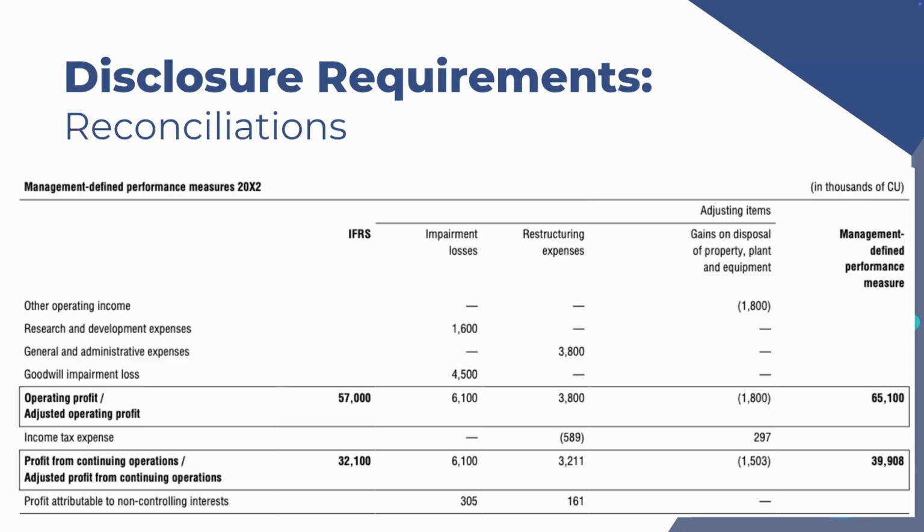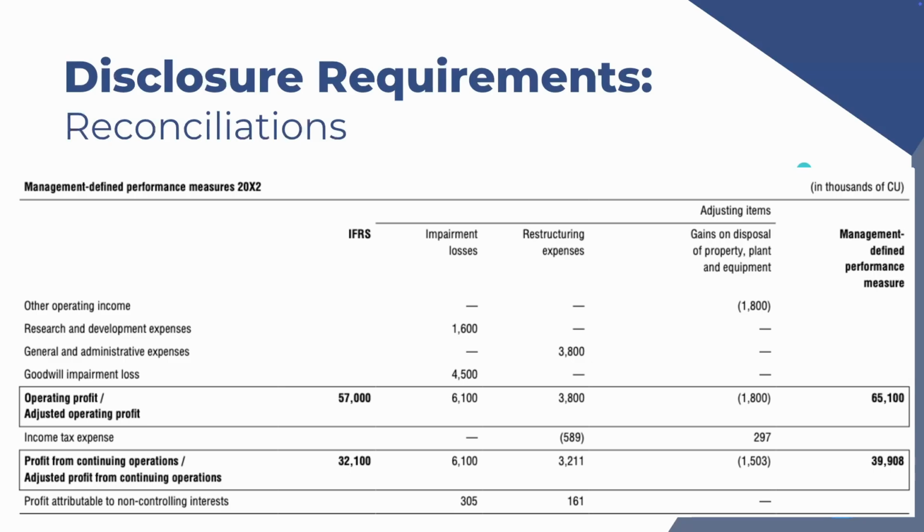So here we're saying that in order to arrive at the MPM, the entity, in this example, is removing the non-recurring items: the impairment losses, restructuring expenses, and gains on disposal of PPE, because these are not very common during the year. So the 65 million MPM describes the performance of the entity without any non-recurring items. They're using this to communicate to external stakeholders in public communications.